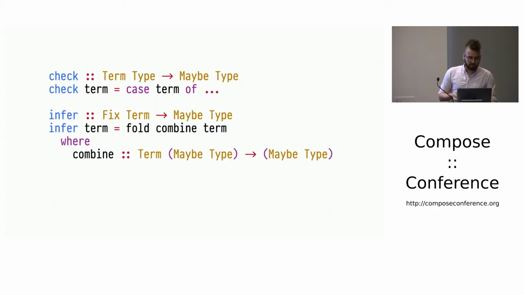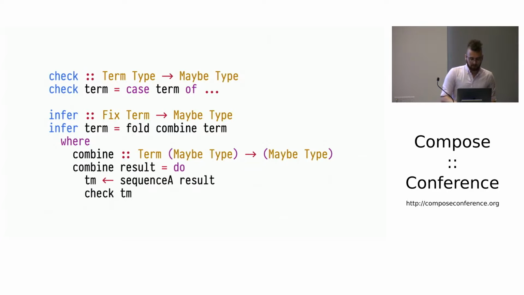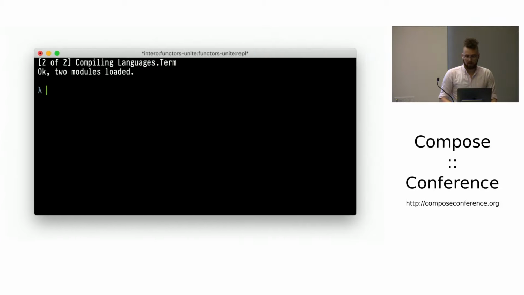And that, based on the type of fold, means that I have to write some function of type term filled with Maybe types to Maybe type. But I can do this because if I take the result, which is to say the term filled with Maybe types, those are potentially the resultant types of all of the sub-expressions, and I sequence it to pull out the Maybe so that now I have a Maybe term of type, I can then check that term of type to get back maybe whatever the resultant type of the thing is. And then I fold that thing, and I get the type of the thing that I care about. So let's go to the REPL.